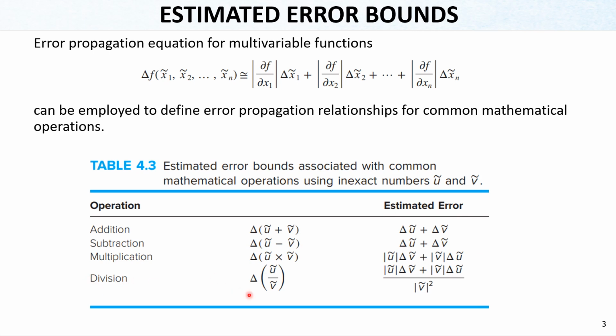For the division, we will also have a similar result like this, but divided by v square, the predicted v value squared. So if we use these formulations, we can simply have a prediction of the error propagation for the common mathematical operations.